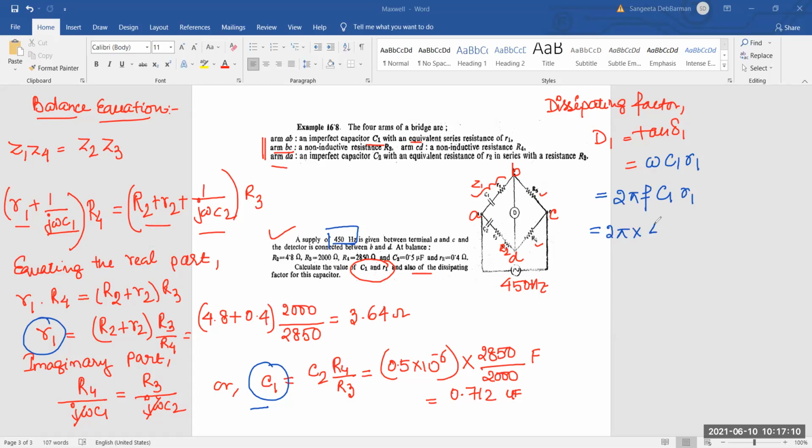So 2 pi, f is 450 hertz, as I told you. What is my C1? 0.712 multiplied by 10 to the power minus 6. Multiplied by, what is my small r1? 3.64. Now tell me the answer. Ma'am, 7,319.34. Are you sure? Do the calculation properly.